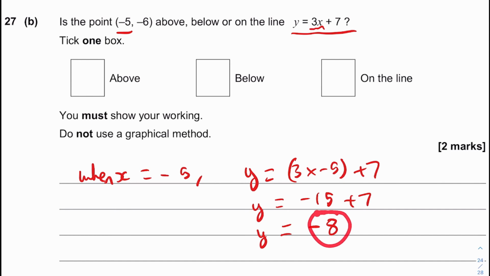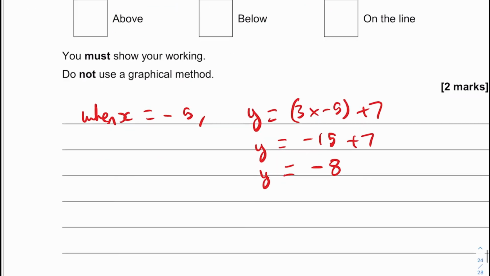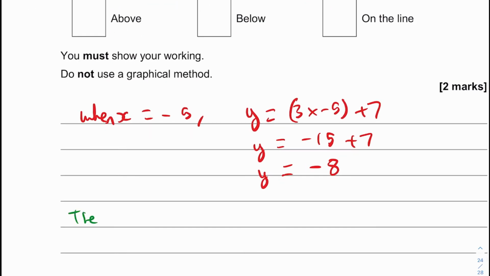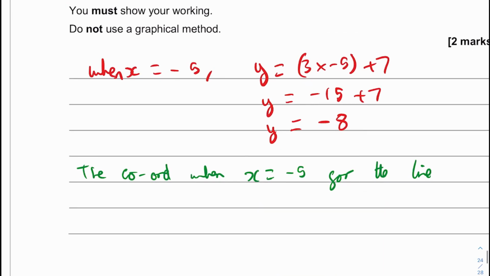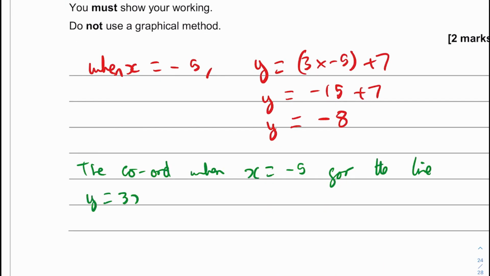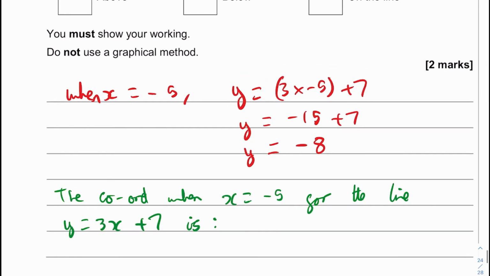So if we compare this to our coordinate that we were given, -5, -6, we can see that this is more negative, so therefore this means that the actual coordinate, we'll just write the coordinate when x is equal to -5 for the line, then we'll just state the equation of the line, so it was y equals 3x plus 7, is, and then we'll give the coordinate, so it would be -5 and then it would be our -8 here.